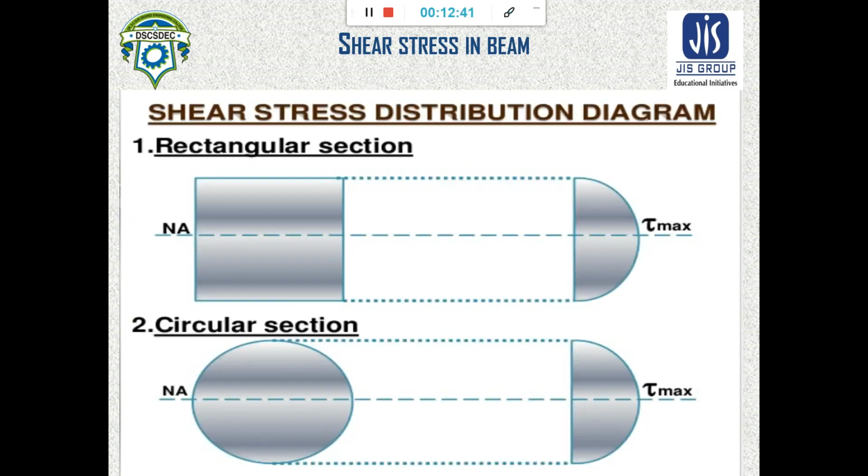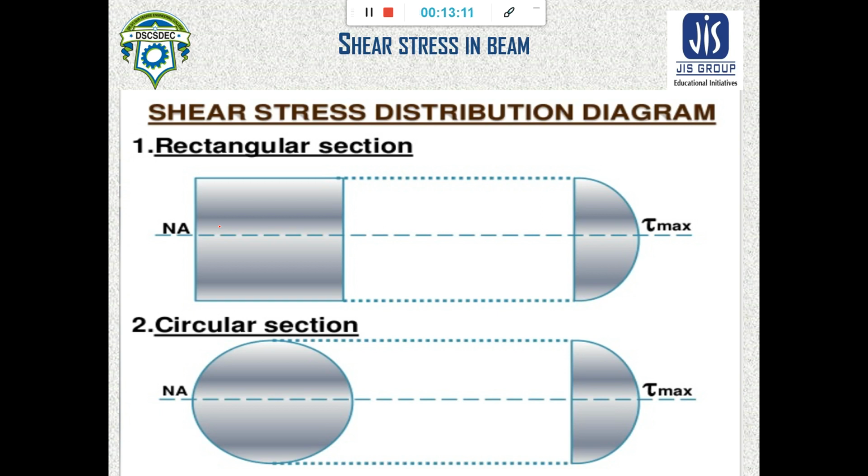So now we will see some shear planes. For a rectangular section, there is a neutral axis, see, this is the neutral axis. At the neutral axis, the section will have the maximum shear stress, and the shear stress distribution looks something like this.